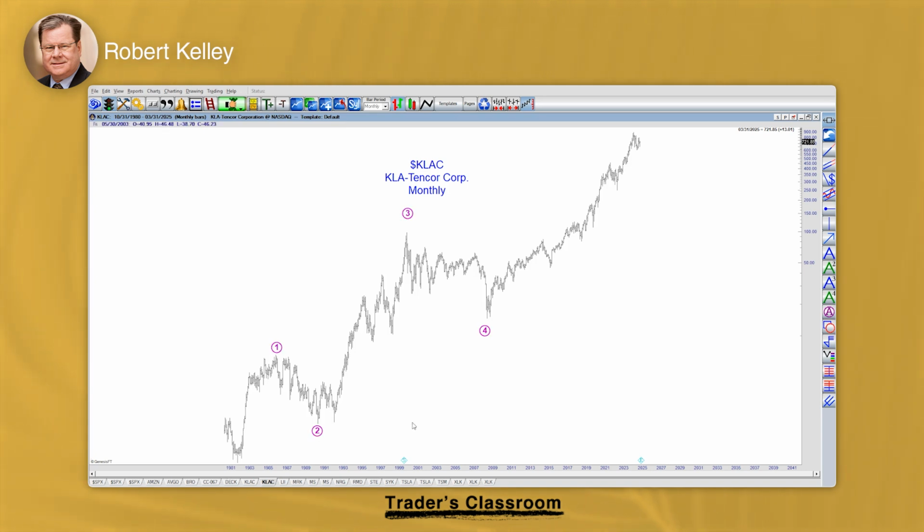All right, so here's those labels, and I'm using the primary degree scale because this is pretty good passage of time. The other option would have been to go with intermediate, but I think to call a move from 1981 to the current time frame only a single primary wave is too small. So I think you have to go primary here, and then we're going to label the internals of wave 3.